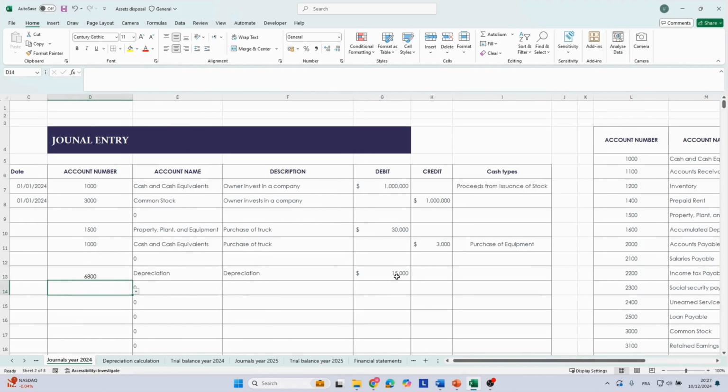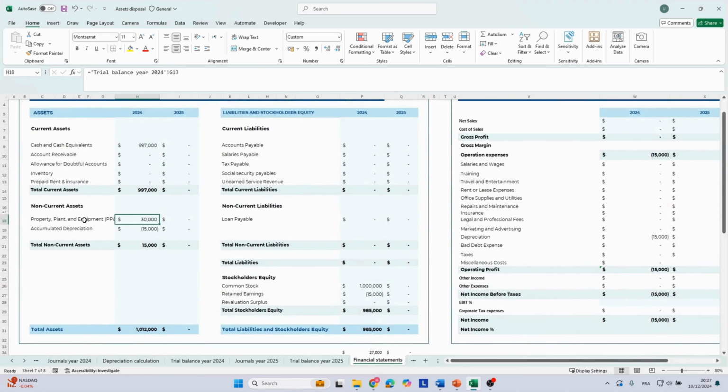And we use the account of accumulated depreciation. Here we put the same description and we put a value for the depreciation. When we go to the financial statement, you see that we have property, plant and equipment of 30,000. We have accumulated depreciation for 15,000. The total fixed asset is 15,000.